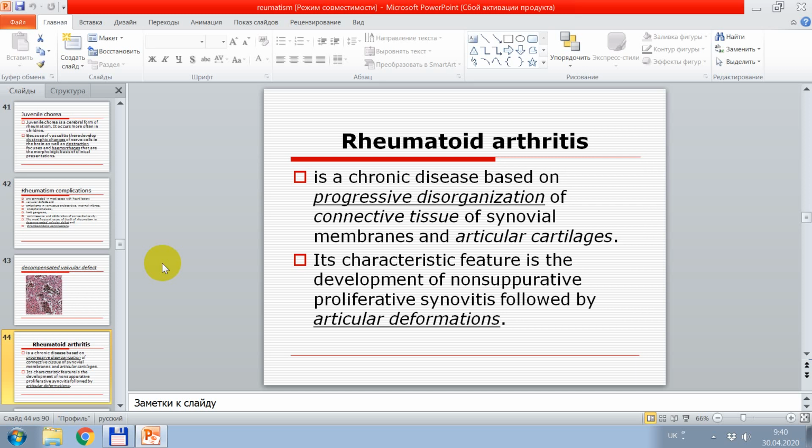It is a chronic disease based on progressive disorganization of connective tissue of synovial membranes and articular cartilage. It's very important, attention: there is injury of articular cartilage. Its characteristic feature is the development of non-suppurative proliferative synovitis followed by articular deformation. Attention. Outcome of rheumatoid arthritis: formation of articular deformation. In rheumatism, such a complication is absent.